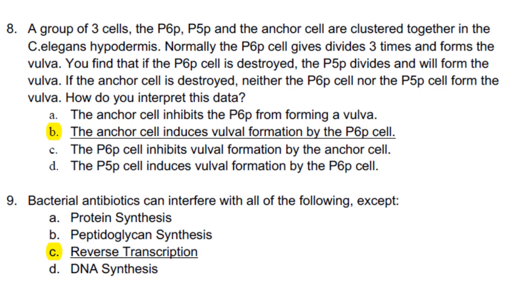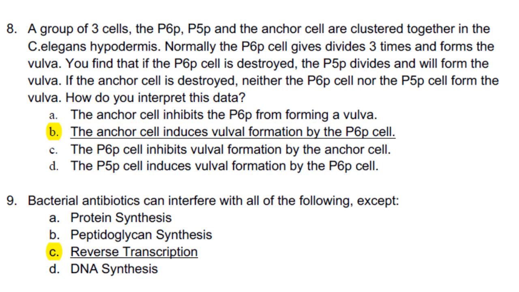Then next one. A group of 3 cells, the P6.p, P5.p and the anchor cell, are clustered together in the C. elegans hypodermis. Normally, the P6.p cell divides 3 times and forms the vulva. You find that if the P6.p cell is destroyed, the P5.p divides and will form the vulva. If the anchor cell is destroyed, neither the P6.p cell nor the P5.p cell forms the vulva. How do you interpret this data?